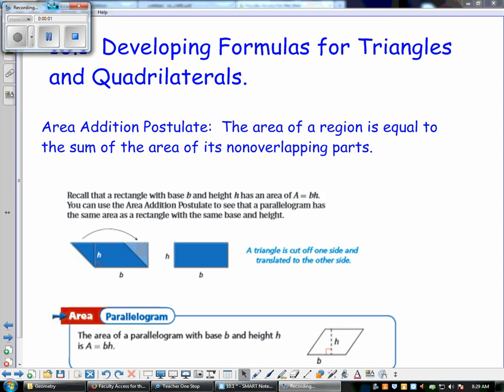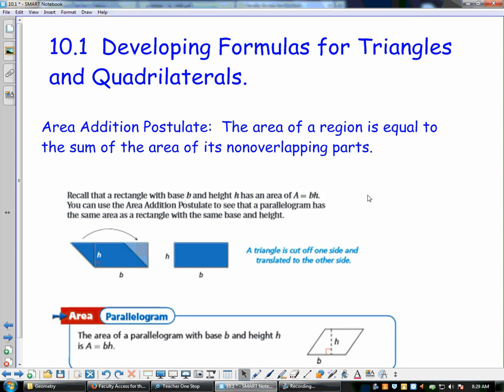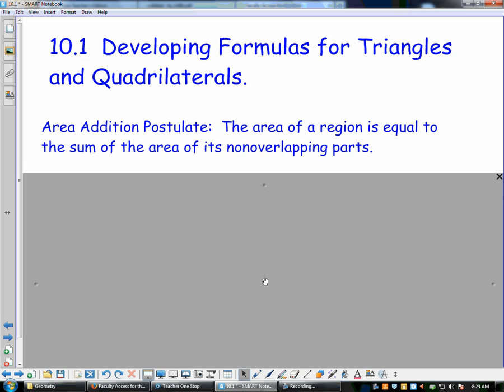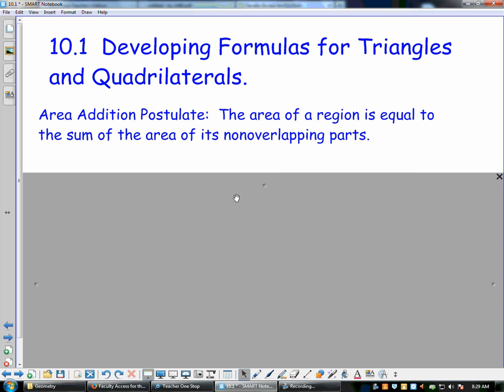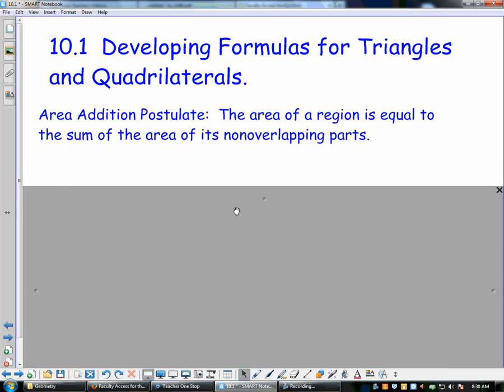Okay, so we are looking at 10.1, which is called Developing Formulas for Triangles and Quadrilaterals. And let's start with the area addition postulate. The area addition postulate says that the area of a region is equal to the sum of the area of its non-overlapping parts.